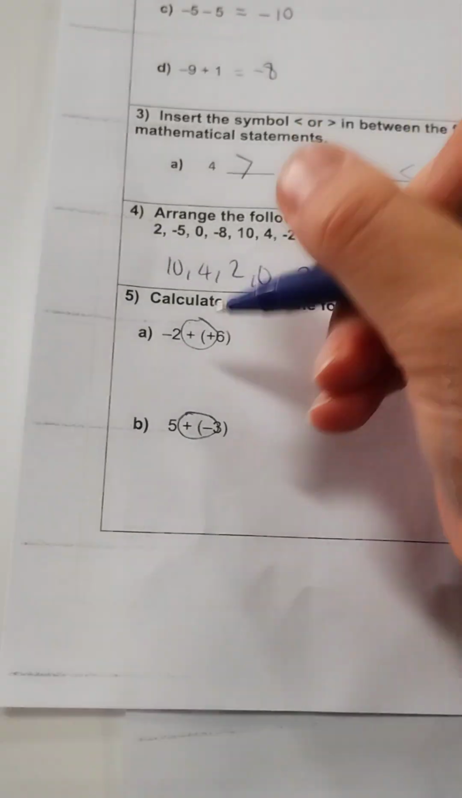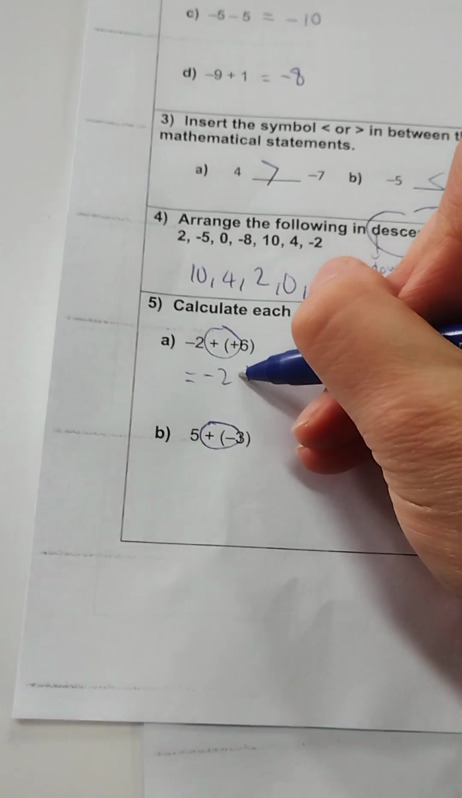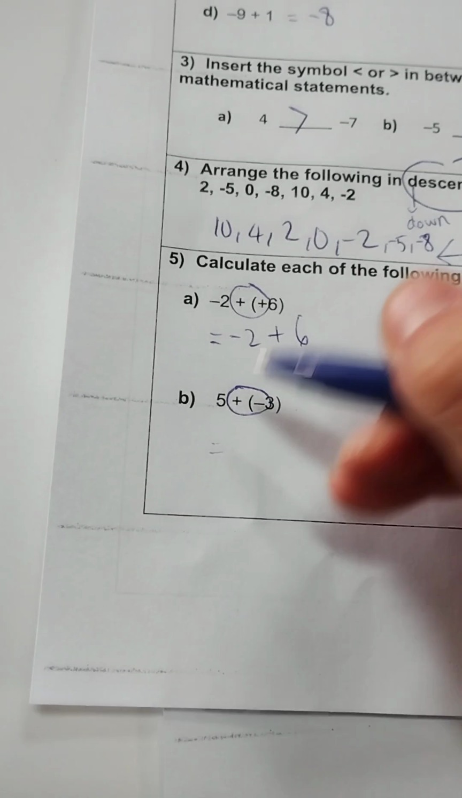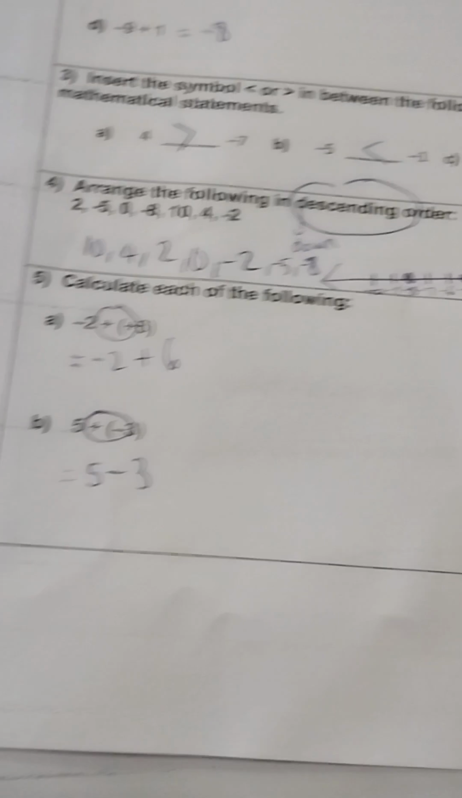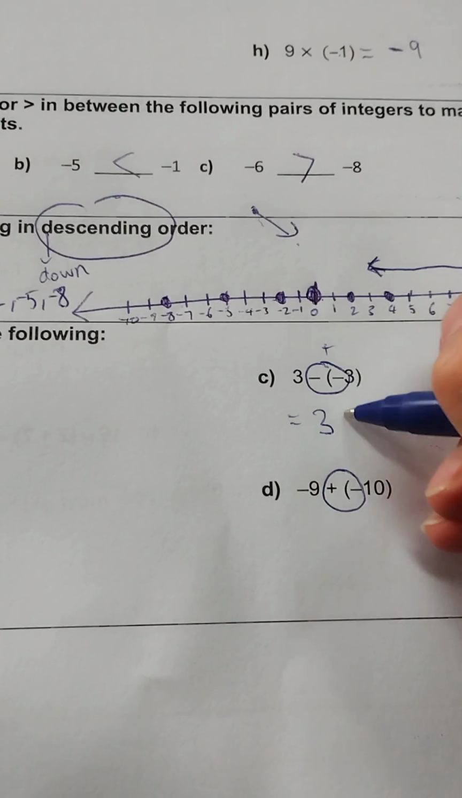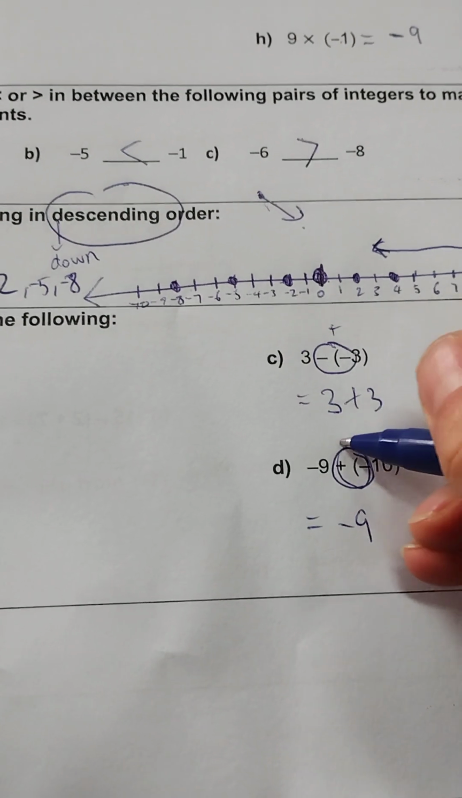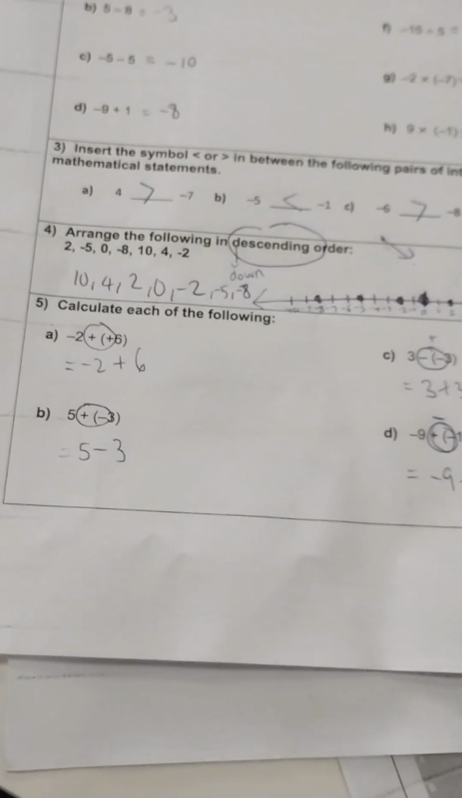Those brackets don't have to be there. So I'm going to rewrite it as -2. 2 positives make a positive, so -2 plus 6. Here, a positive and a negative we say make a negative. Or in this case, it becomes 5 take away 3. Over here, got a plus there because 2 negatives make a positive, so 3 plus 3. And over here, I'll have negative 9. These two become subtraction. All right, so my first step's done for all of them.